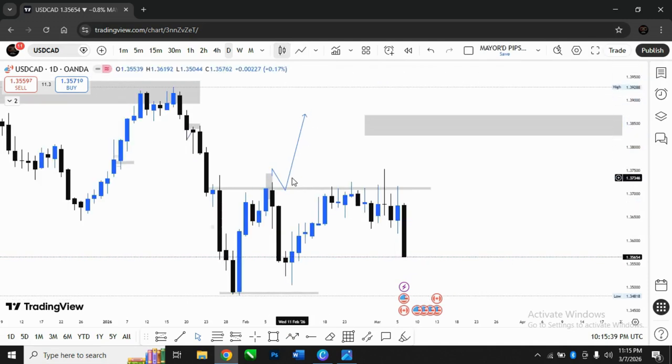Now you should know that this resistance is now acting as support. Resistance acts as support when price breaks the resistance to the upside and then bounces back to retest that area for a powerful push up to the upside. And now this area that was resistance before has become support. Same thing applies to the downside. When price breaks a support level to the downside and then bounces back, retests the previous support area, and then goes boom to the downside, that level has become a resistance area.